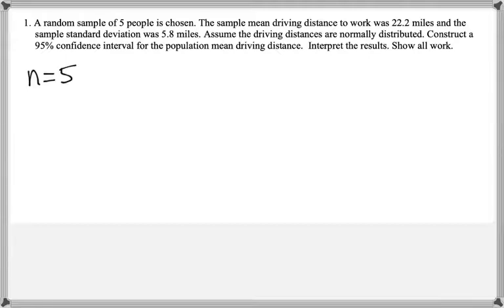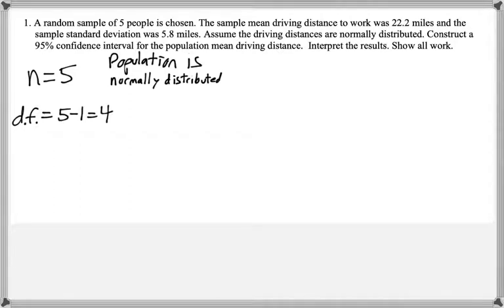So our sample size is only 5. However, the population is normally distributed, so we're okay. The degrees of freedom are equal to the sample size minus 1, so 5 minus 1 is 4. x bar is 22.2. Now we don't know sigma, but we do know the sample standard deviation, so we do know s. It's 5.8.